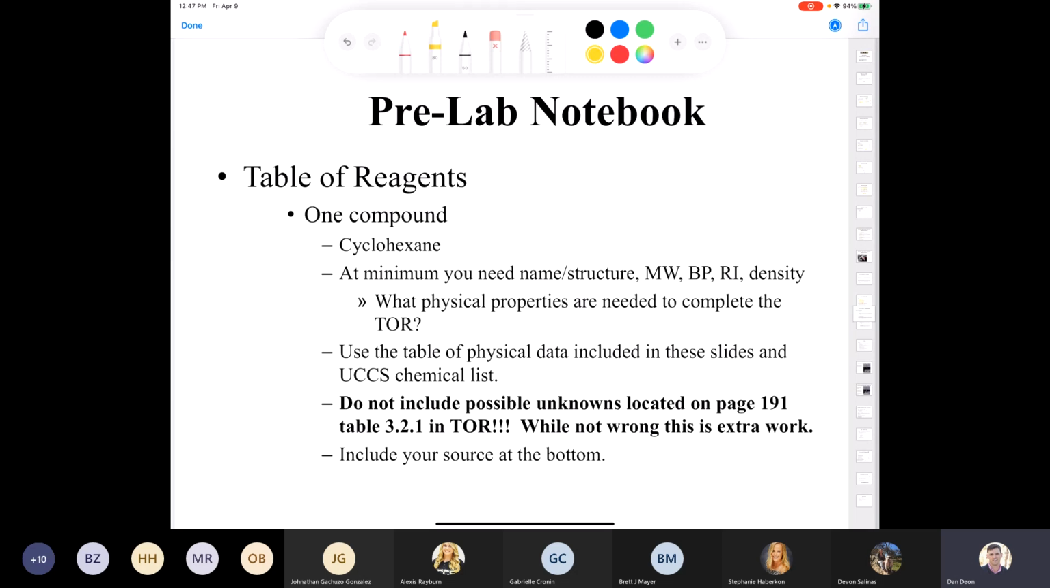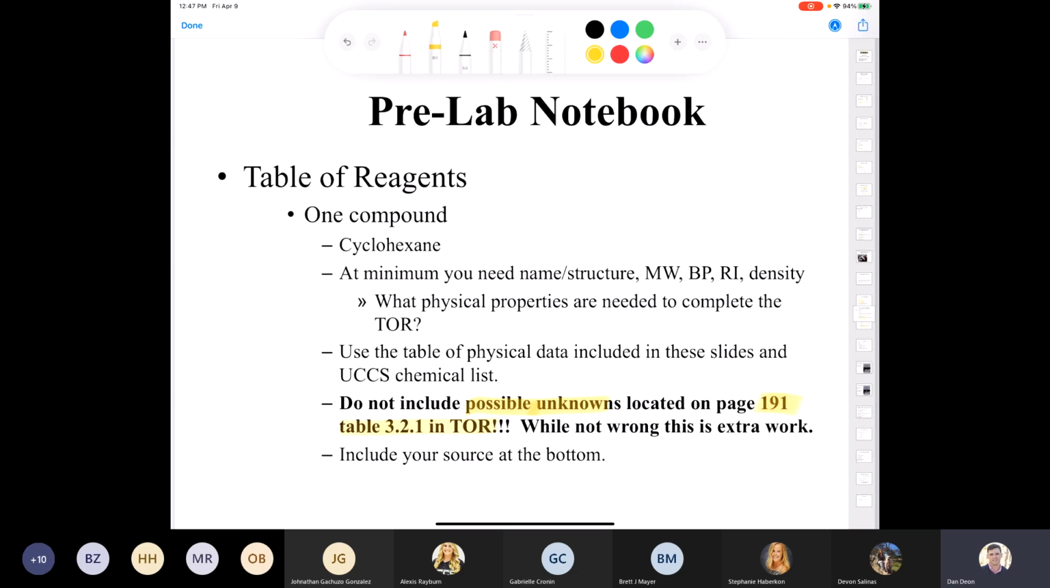Yes, I know that there is a big list of possible unknowns on page 191 in your textbook. Do not put all those unknowns. Again, I believe there's 24 of them. I mean, you could put them in there, but that would be a lot of extra work, which is totally not required. Either me or your lab instructor will have the list of unknowns in the lab.